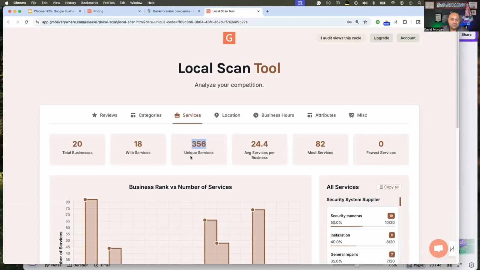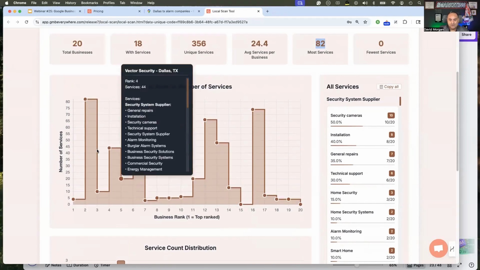Speaking of unique, there are 356 unique services that are being referenced. On the average, each of these businesses are referencing about 24 and a half services per Google Business Profile. How many do you have? This is rhetorical, but how many do you have on your Google Business Profile, if that makes sense? And in fact, there's a group that has 82. So let's take a quick peek here.